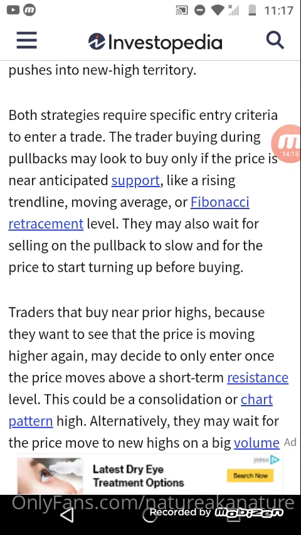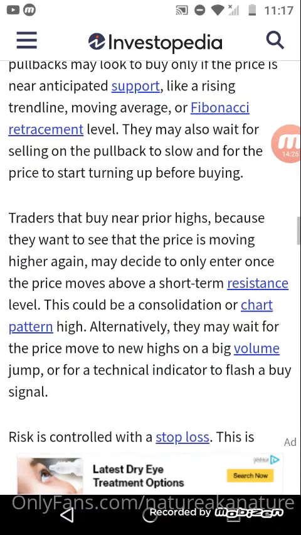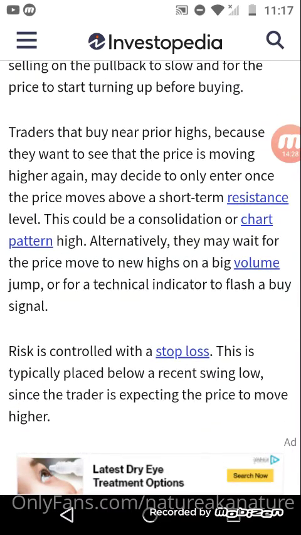So you just have to look at the candlestick patterns that we went over, that y'all have, study them, and so you'll understand. All right, so you'll see this usually at the end of a trend though. So at the end of a pullback. All right, so traders that buy near prior highs because they want to see the price move higher again may decide to only enter once price moves above a short-term resistance level.